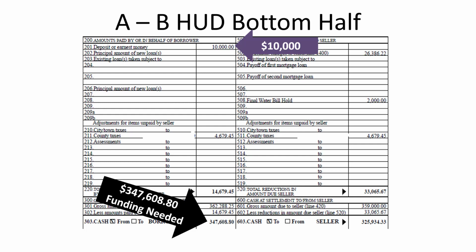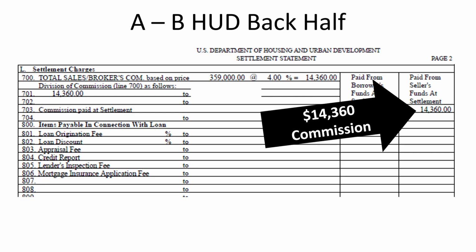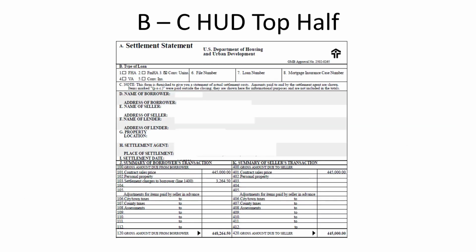So what we have here so far is the A to B HUD first page. This is the A to B HUD, the back half for agents is the only part that matters. It shows the commission, $14,360. I'm sure that agent was extremely happy with that amount of money. That's a good commission. So now what I'm going to look at is the B to C HUD top half.